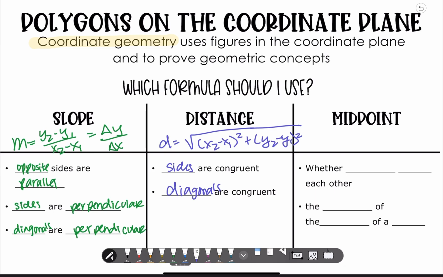And then lastly, we've got our midpoint. Midpoint, remember, that's the average of your x values and the average of your y values. And this is great if you need to check whether diagonals are actually bisecting each other. And you can also check the coordinates of the midpoint of a side.